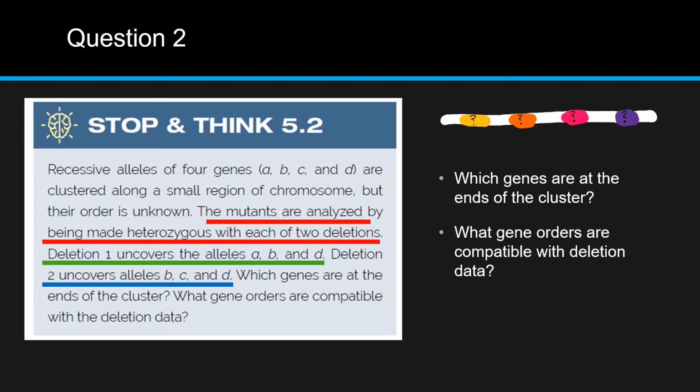Okay, so now that we know why they make it heterozygous, why it was important, and why we use deletions, let's focus on the two types of deletion. The one in green uncovers the alleles A, B, and D, and the second one uncovers B, C, and D. And with that information, it is enough to know which ones are at the extremes and what the order of those genes is. So let's go back to the genetic map.